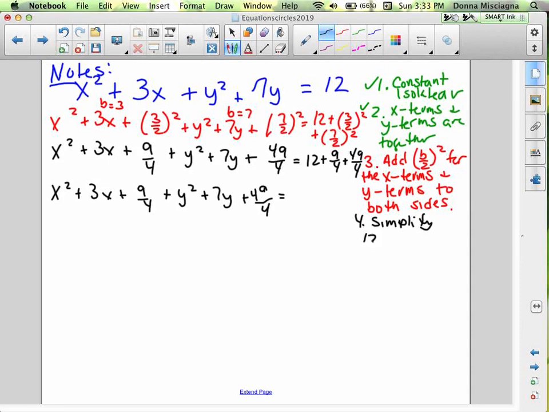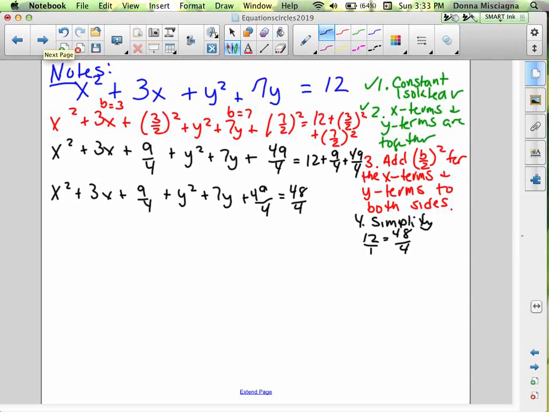Right? So 12 over 1 is the same as, I'd have to multiply 1 by 4 to get 4. 12 times 4, 48. And if you don't believe me, divide 48 by 4, and lo and behold, you get 12 again. Right? So 12 is the same as 48/4. You need like denominators to add, because you're adding the same size pieces. You can't add different size pieces, right, and call it the same.